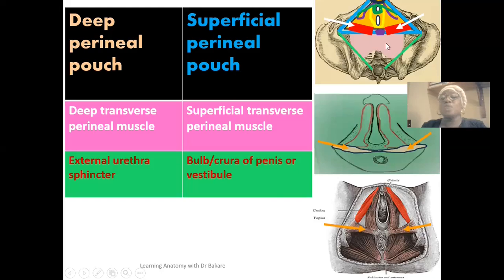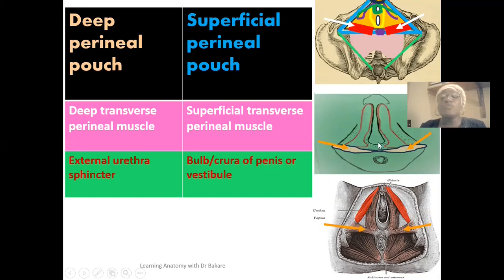In male, the two muscles that you see within the deep perineal pouch are the deep transverse perineal muscle and also the external urethral sphincter. So it's good for us to know these muscles. While in the superficial perineal pouch, what we have include the bulb and the crura of the penis or the vestibule, and also the associated structures. So let's try and use this image to illustrate that.